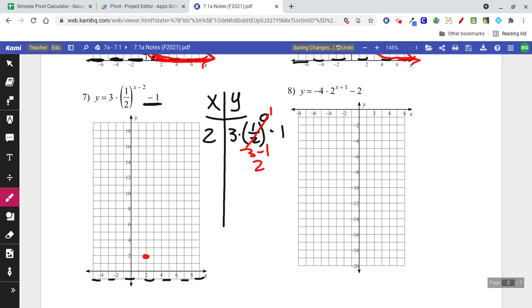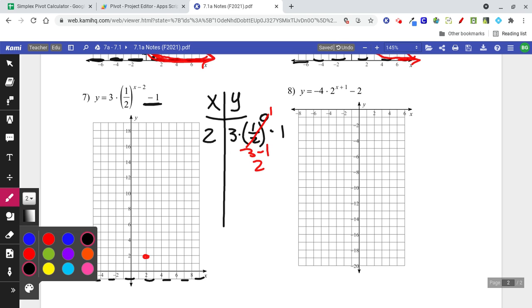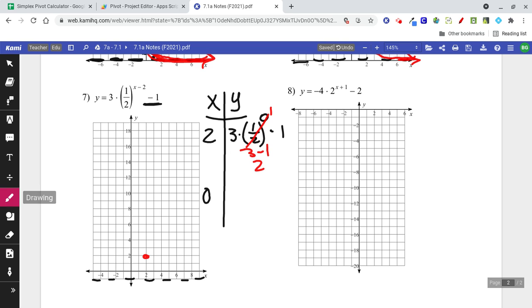I don't think 1 point is enough, okay? I think we need at least 2, 3 is even better. You know, however many you want. Make sure you do at least 2. Let's say we did plug in 0 this time. Doesn't really matter what you plug in.